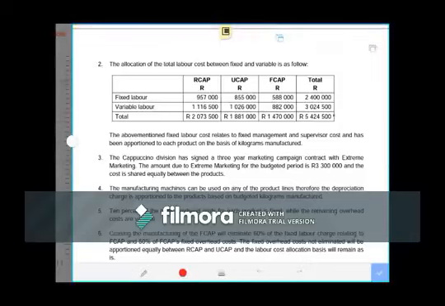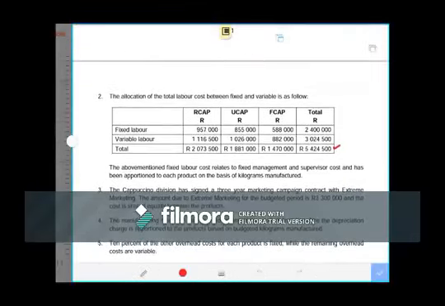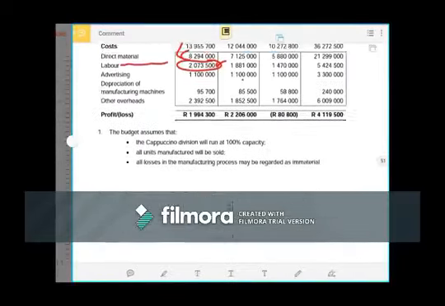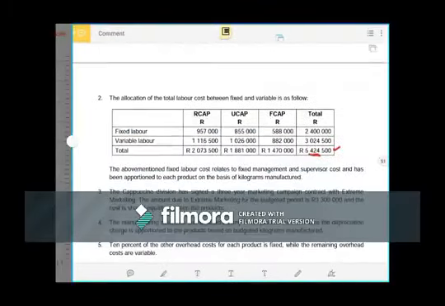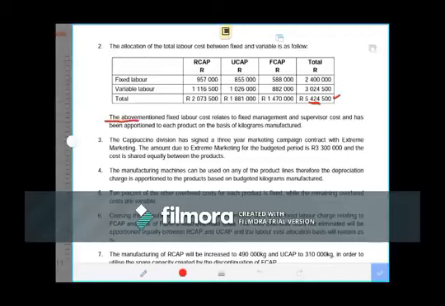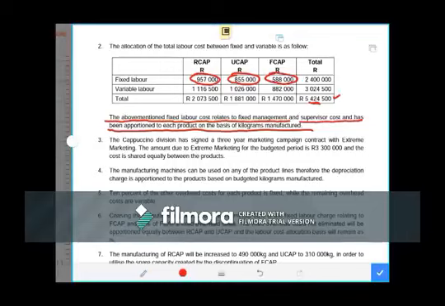And also the total is given, and just to confirm, is 5,424,500, and if we look at that, we have 5,424,500, so our figures are aligned. And it says the aforementioned fixed labor cost relates to fixed management and supervisor cost and has been apportioned to each product on the basis of the kilograms manufactured. So meaning this cost of labor that is fixed was allocated to each of the products based on the number of units that were manufactured, which is the kilograms manufactured.